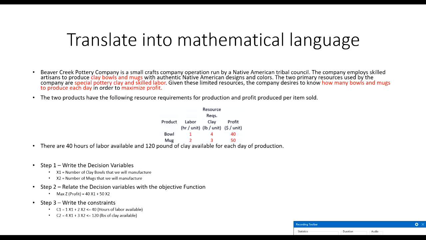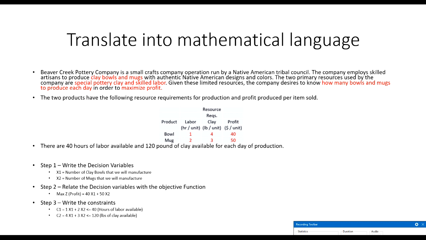And we see that X1 is the number of clay bowls that we will manufacture. X2 is the number of mugs that we will manufacture. We're trying to maximize profit, Z, if we receive $40 per bowl and $50 per mug. This information we found following the exact same steps we've followed every single time.